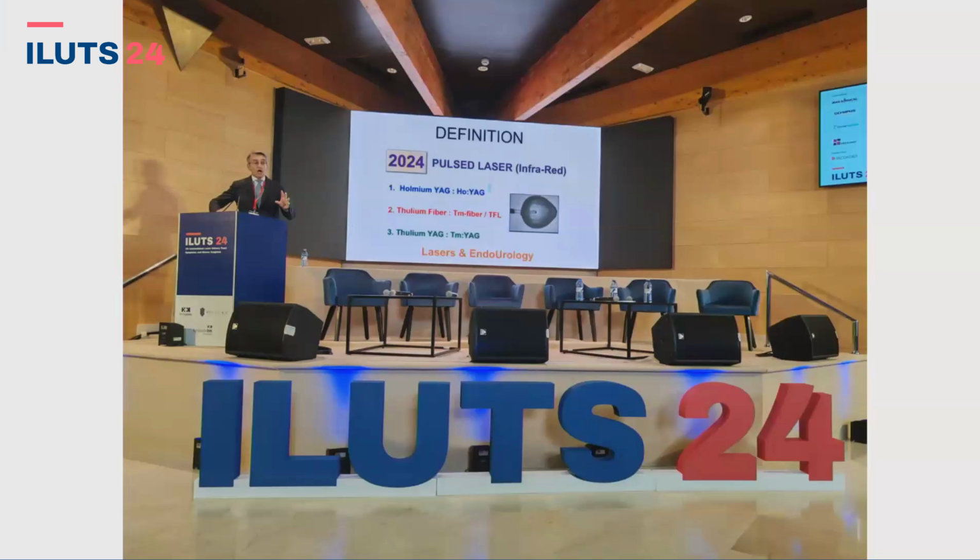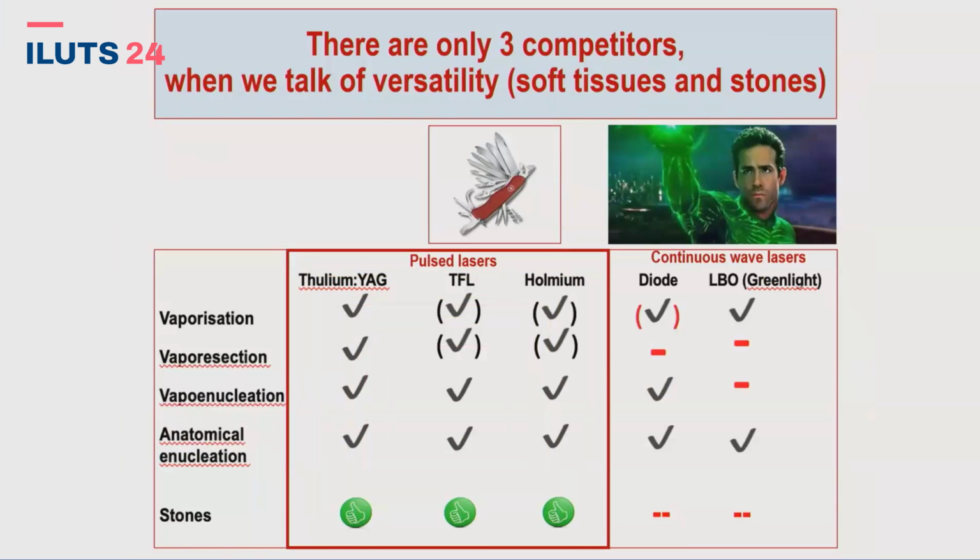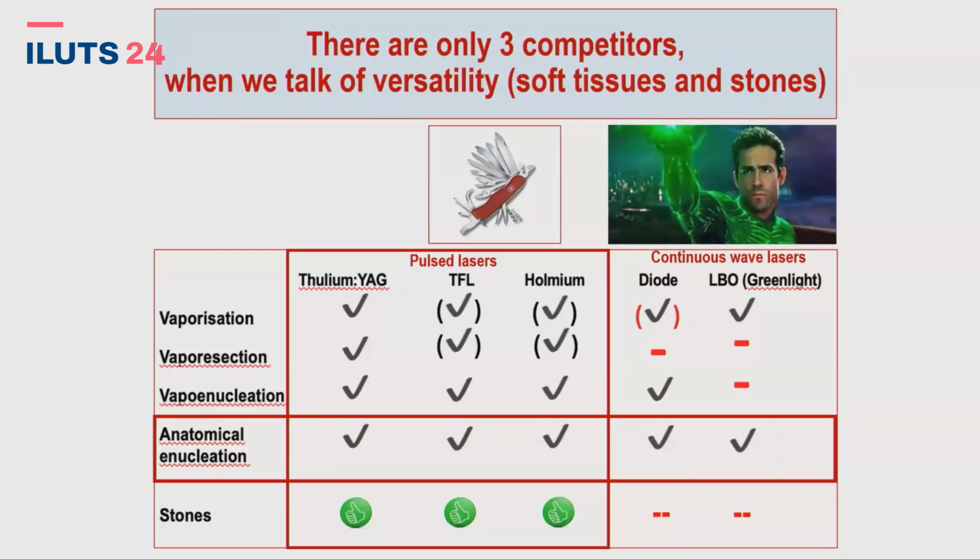When you speak about the laser for soft tissue, you have to see the versatility. Yesterday, Olivier put up this presentation in which you can use the laser for stone: holmium, thulium pulsed laser, and thulium fiber. If you consider the versatility of the laser, we have three lasers on the market: the thulium-YAG pulsed, the TFL, and the holmium. We also have the diode laser and green light for enucleation, but it is important, especially in a small hospital in which you can buy only one laser, to have this versatility to treat stone and soft tissue.